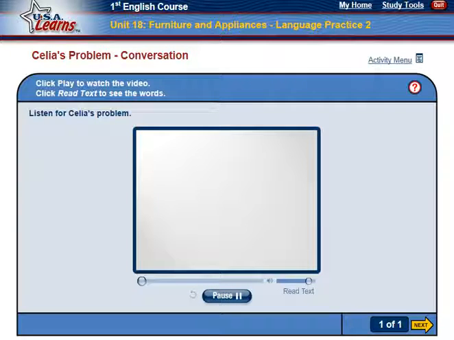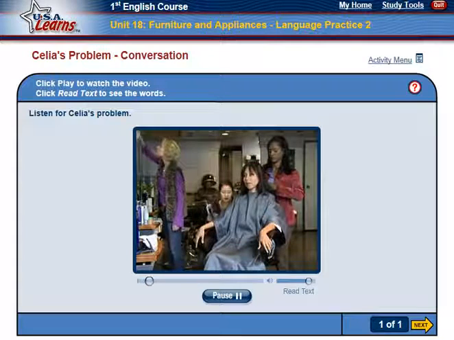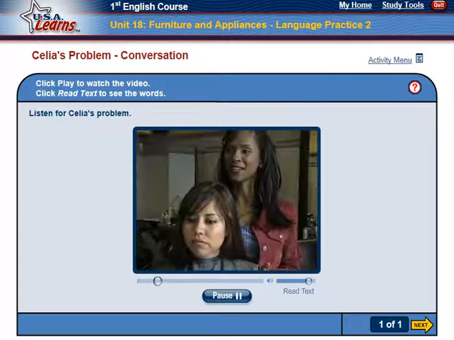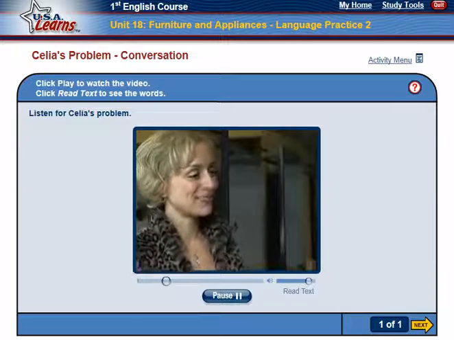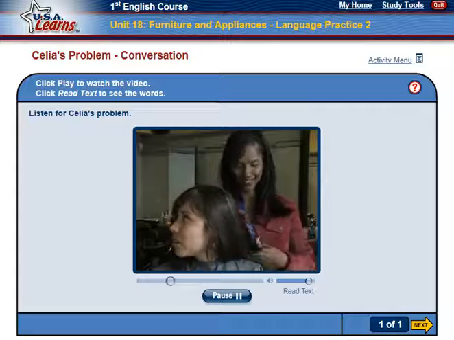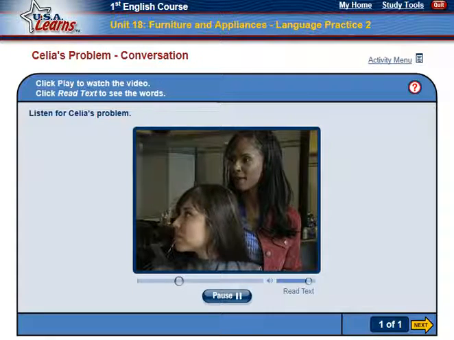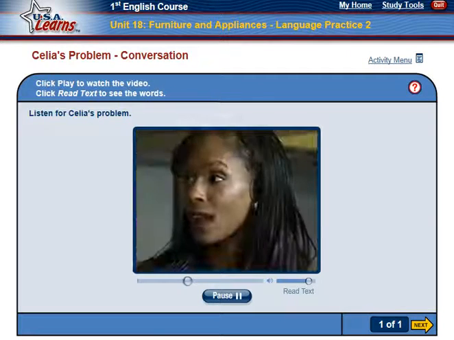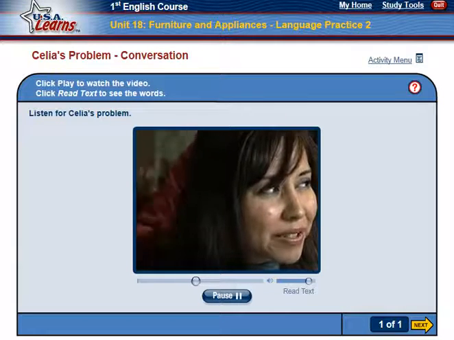I need many things for my new apartment. I have an idea. We have to go shopping. Shopping? When? Where? How? I don't have a lot of money. Oh, there are many places we can go. There is a furniture store on Main Street. I know that store. It's very expensive. Expensive? Expensive means it costs a lot of money.